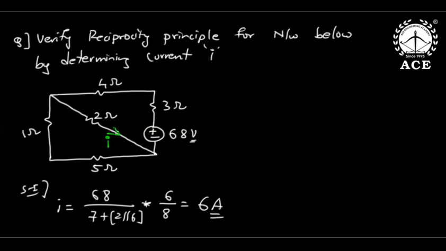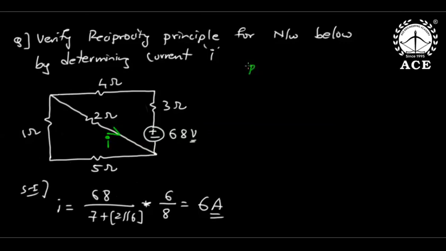Then first I want this current I. How to find this current I? First I will find the total current and then do current division. Total current is total voltage by total resistance. Total voltage is 68, but total resistance is 7 plus 2 in parallel to 6. Then current division between the two parallel branches: this current will be total current into opposite 6 over the sum 8. That will be 6 amperes.